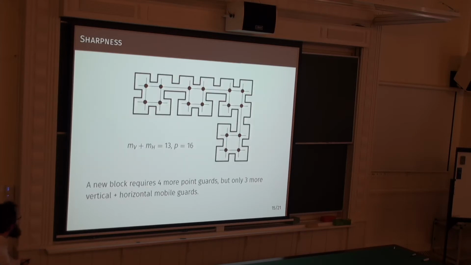Here is the polygon that proves the sharpness of this result. So whenever you attach one more of these blocks, you need 4 more point guards, but only 3 more mobile guards.